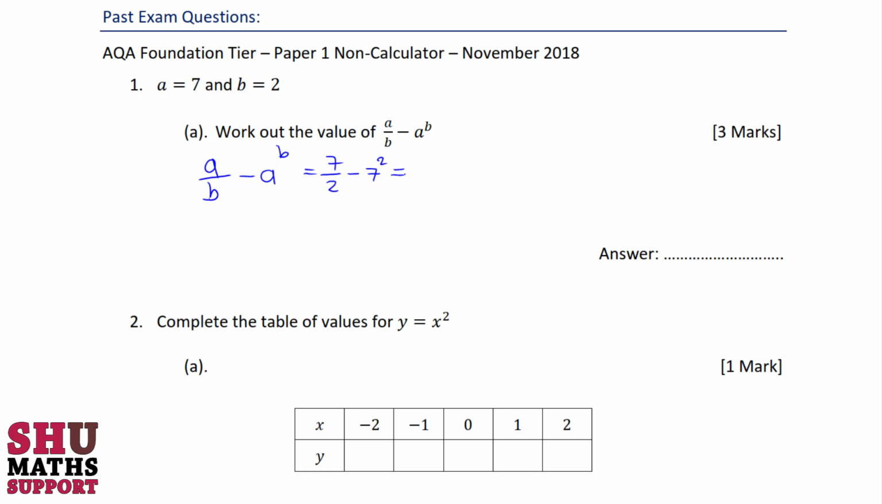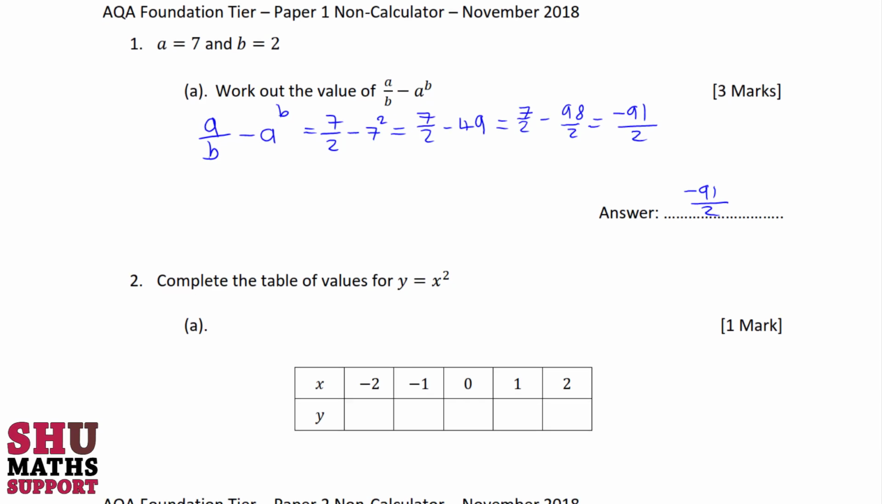And then let's simplify both terms. So we just have 7 over 2, and then 7 squared is 49, so we have 7 over 2 minus 49. And then let's make the denominators the same, so if we times the numerator and the denominator of 49 by 2, we'll get 98 divided by 2. Since the denominator is now the same, we can do 7 minus 98, which is minus 91, and that gives us minus 91 over 2. So the answer we want is minus 91 over 2.